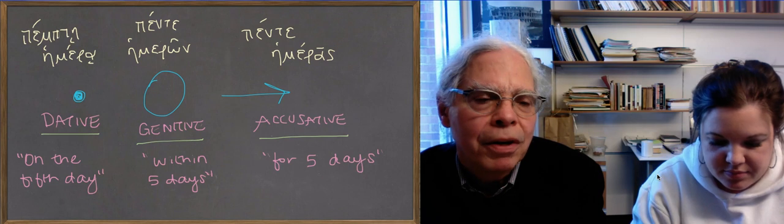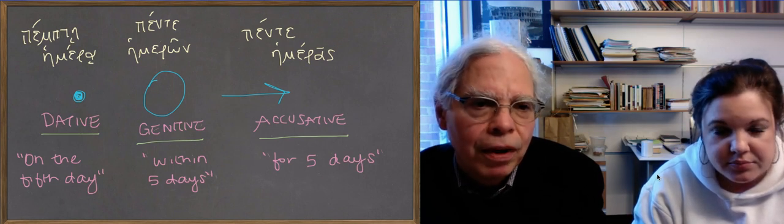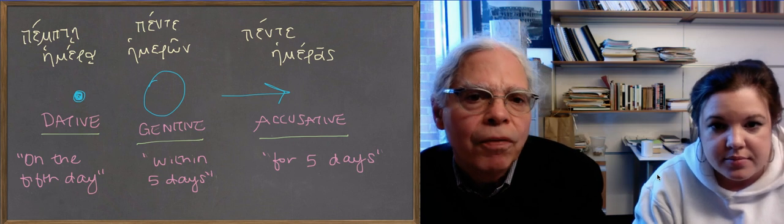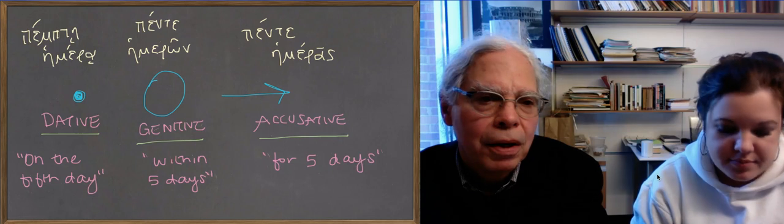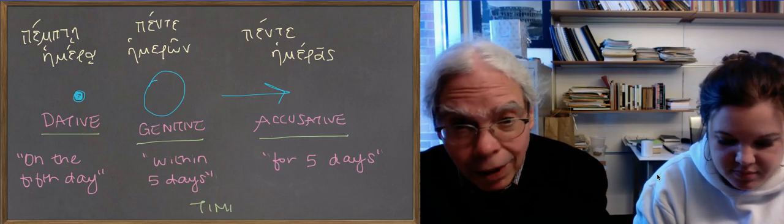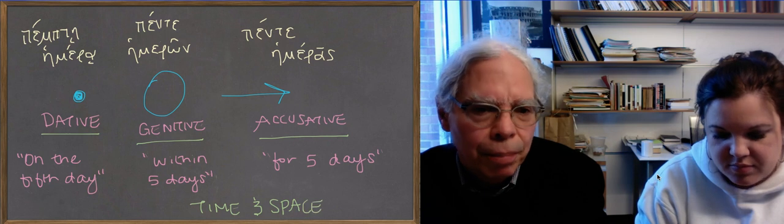Pempte hemera, the dative of time, on the 5th day. Penta hemeron, within 5 days. Penta hemeras, for 5 days. So it's all embedded in the case system, and the key thing is a little light bulb goes off in your head. Oh, time words, okay? But it can be space as well.